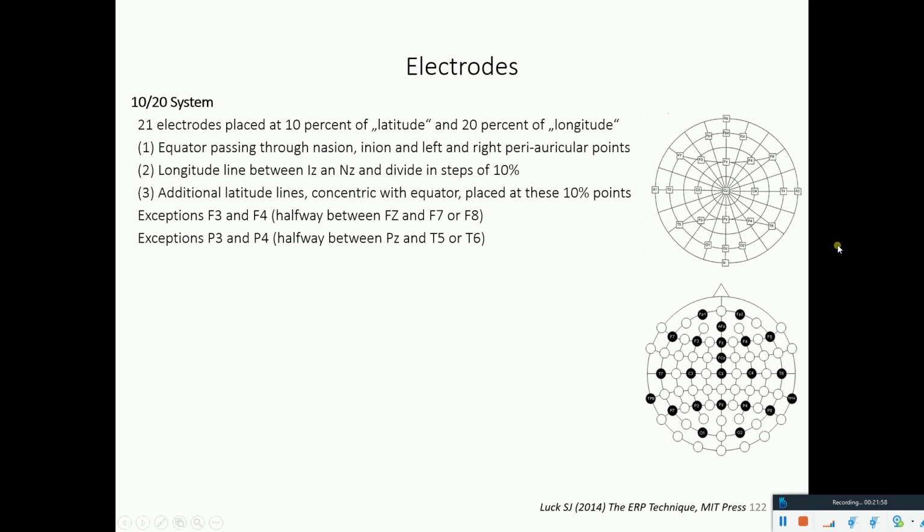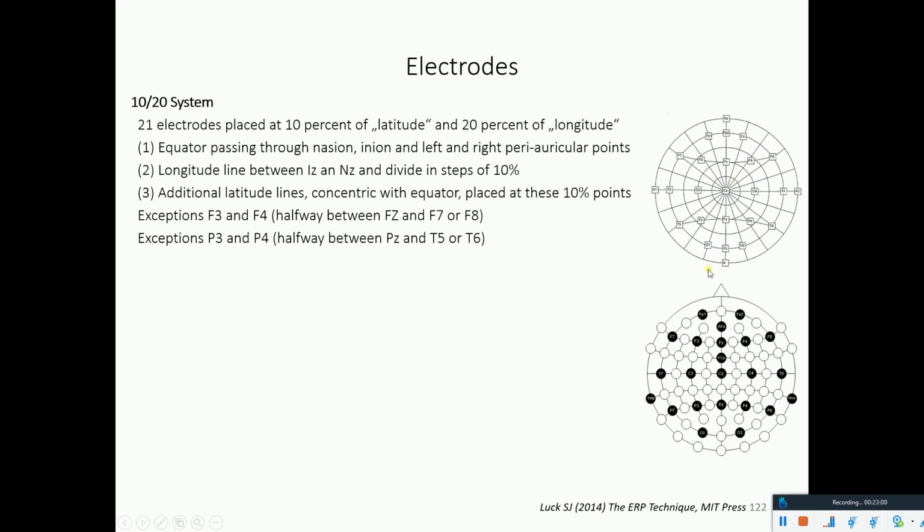And the 10% of latitude and 20%. So the 20% is definitely these distances here. So here you see that there's always 20% longitude, and 10%, well, here you have 10 and 20% all the time for all of these electrodes. There are some exceptions, namely F3 and F4, which are halfway between Fz and F7 and F8. Do we see that? F3 and F4, yeah. So these are two exceptions, and P3 and P4, which are also halfway between Pz and T5 or T6. So they are not directly on these coordinate axes.